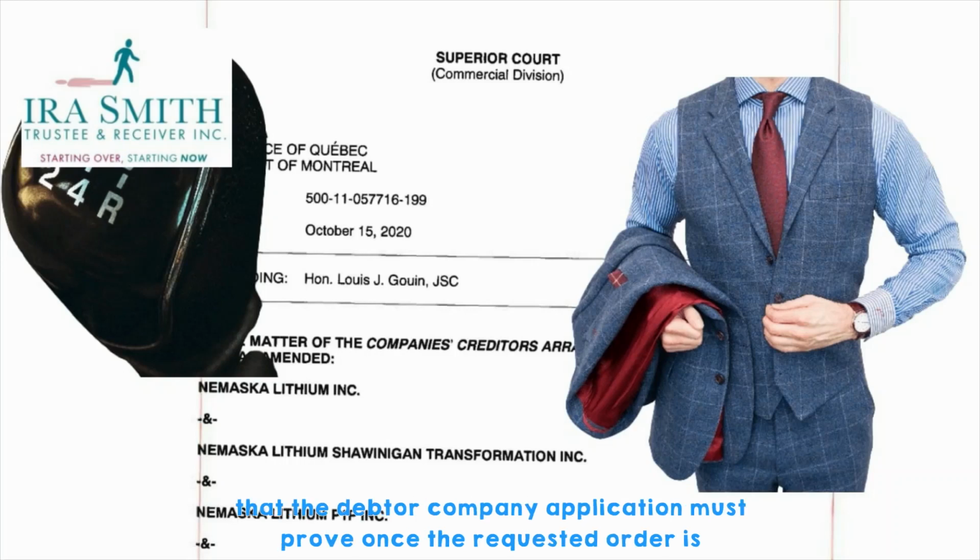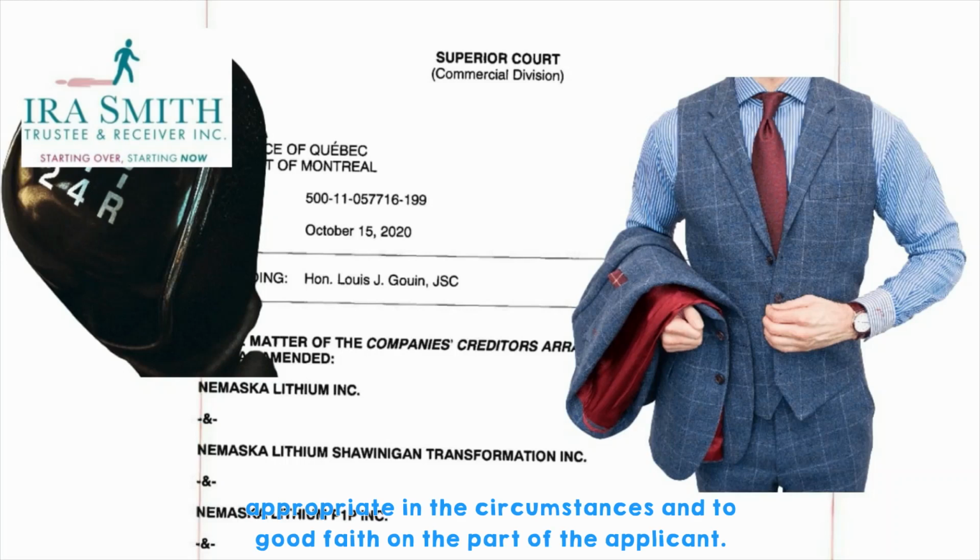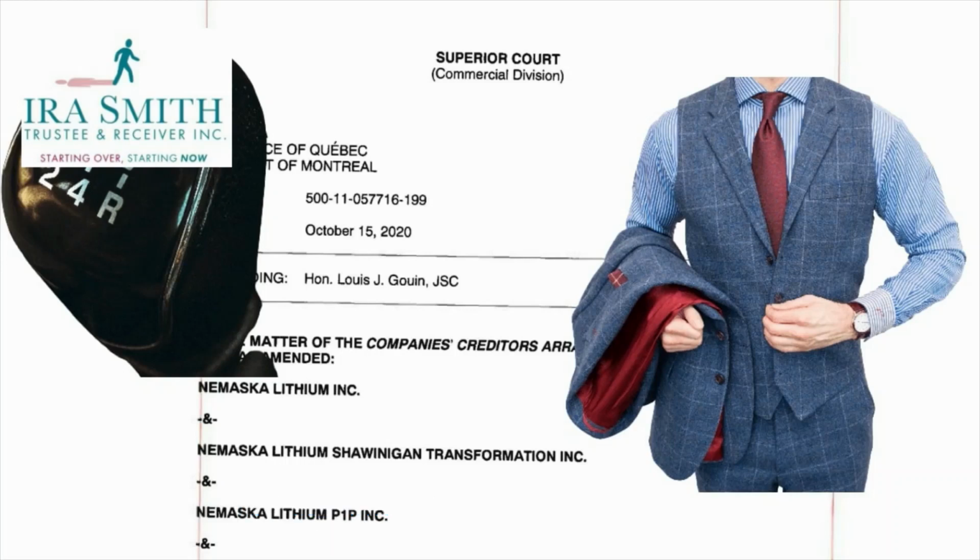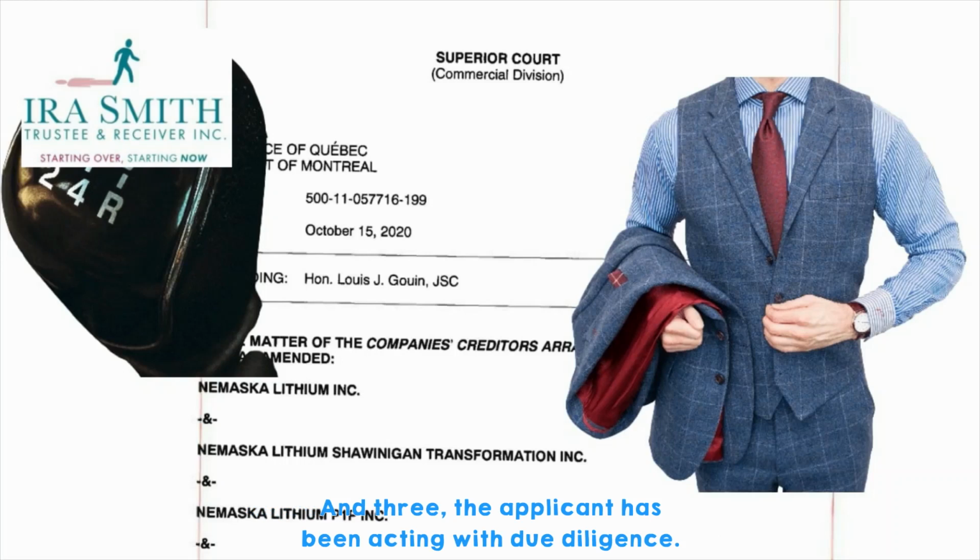that the debtor company application must prove: 1. The requested order is appropriate in the circumstances, 2. Good faith on the part of the applicant, and 3. The applicant has been acting with due diligence.